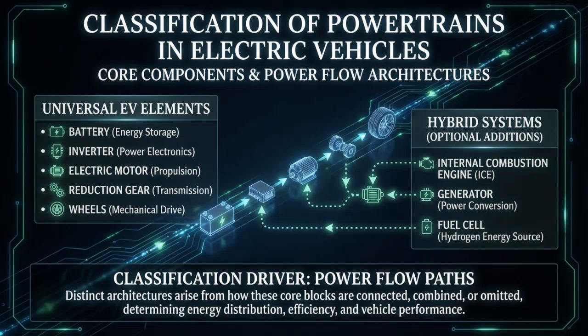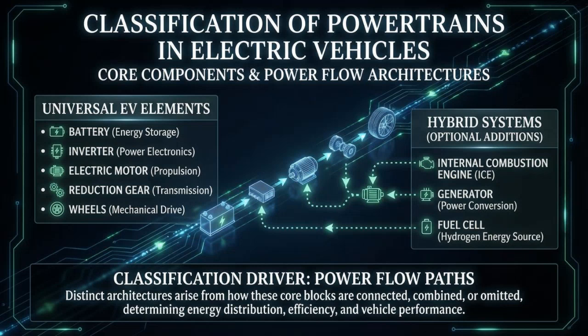chosen. In an electric vehicle, the fundamental powertrain consists of a battery pack supplying DC power, an inverter converting that DC into AC, an electric motor generating torque, a transmission or reduction gear, and the wheels that receive this torque. This is the pure electric layout. However, in hybrids, we also include an internal combustion engine and a generator. Based on how these components share or split responsibility, we classify EV powertrains into different categories.